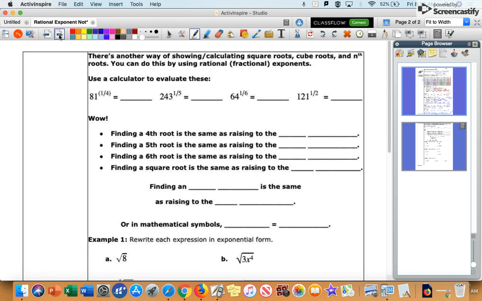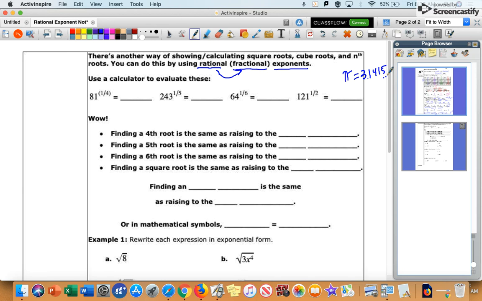You could also do this using rational exponents. Now, a rational number is a fraction. Okay? It's a number that you can state as a fraction. There are numbers that you cannot state as fractions. The most famous one that we'll talk about in a couple months is pi, the mathematical constant pi, 3.1415, et cetera, the ratio between the circumference and the diameter of a circle. But that number cannot be stated as a fraction.